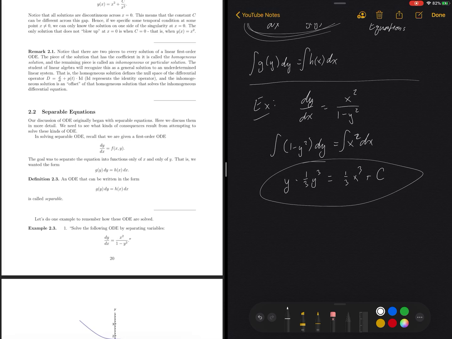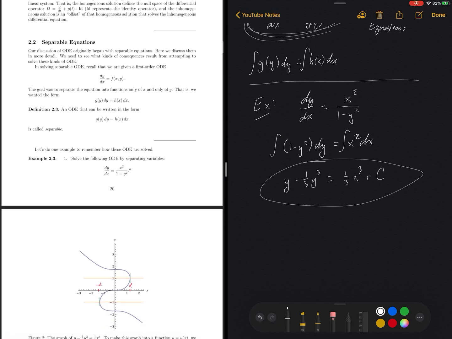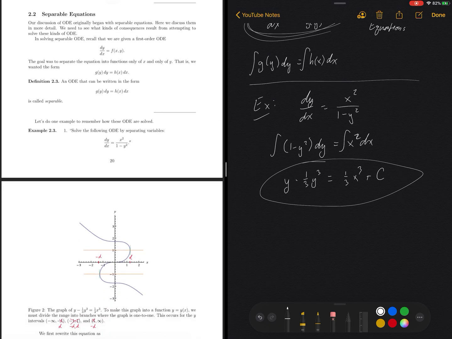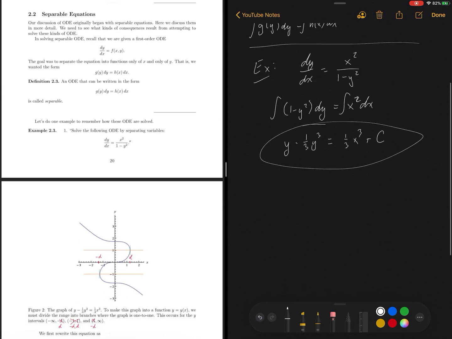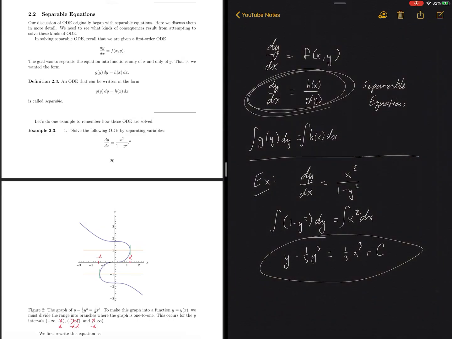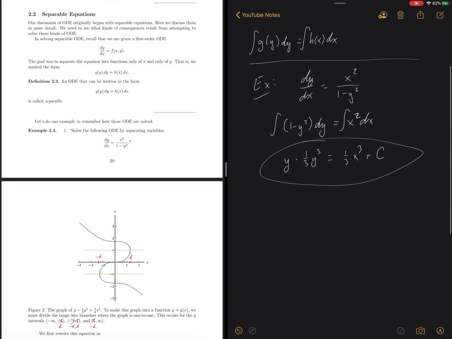Well, you might argue that I could if I used, I think it's Cardano's formula for the cubic, but it's really, really messy, and the point is that this particular equation is actually really, really nice by itself. I don't need to solve for y as a function of x in order for this to be useful.